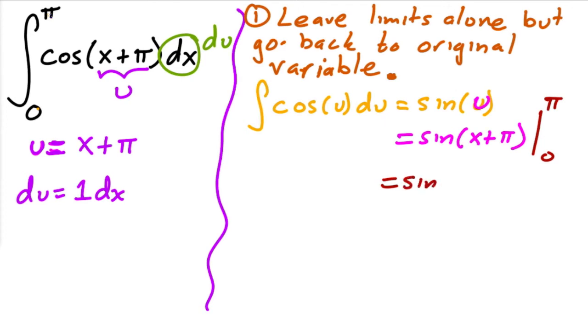So then this is going to be sine of, if I plug in pi, I'm going to get 2 pi, minus sine of, if I plug in 0, I get 0. So this is just equal to 0.